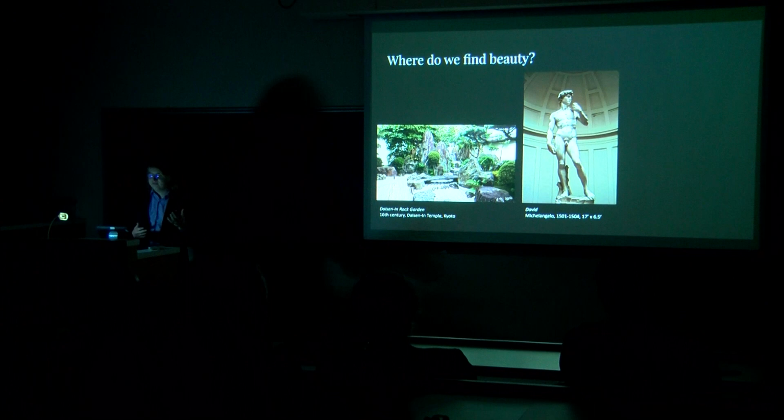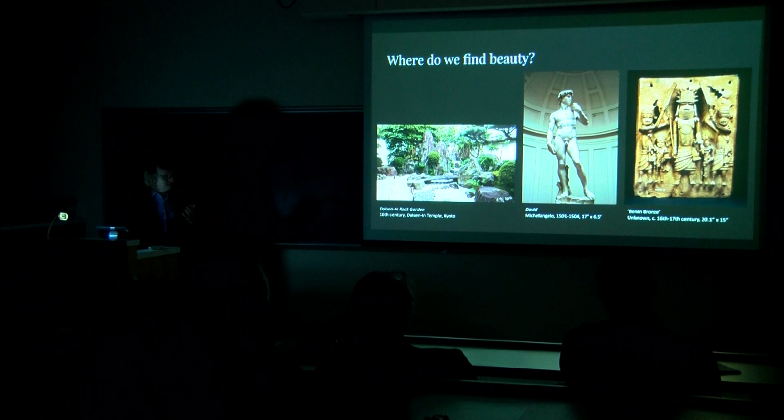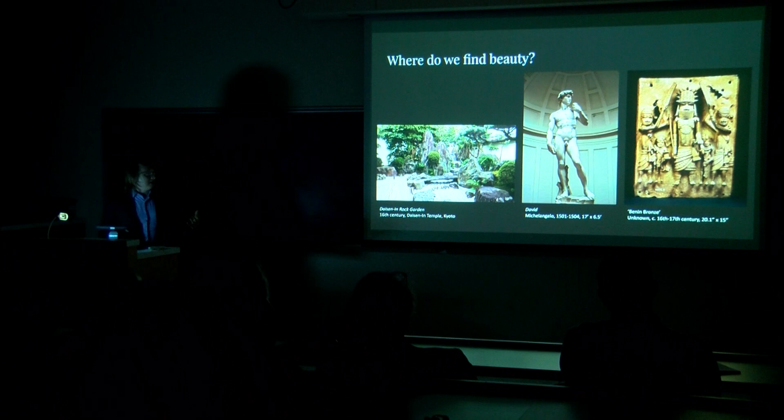And then in some place like West Africa, the sense of beauty comes a lot more from abstraction and patterns. For example, these abstracted human forms on this bronze relief from the Kingdom of Benin in the Middle Ages. These are all broad ways that different cultures have derived their own theories of what is beautiful.